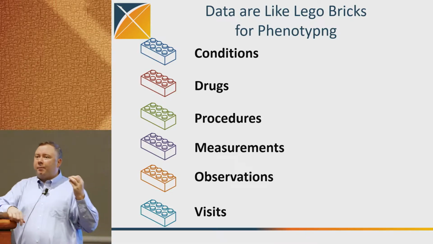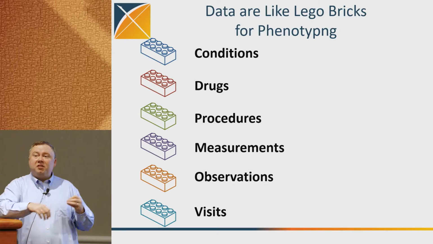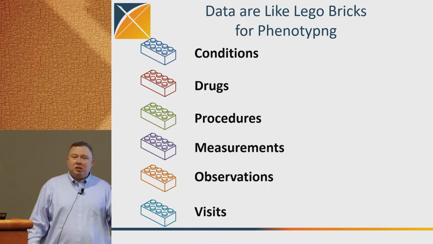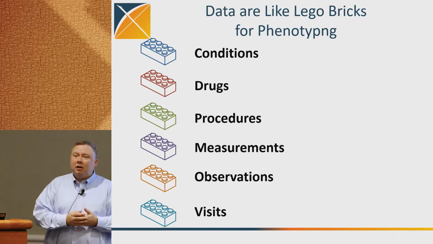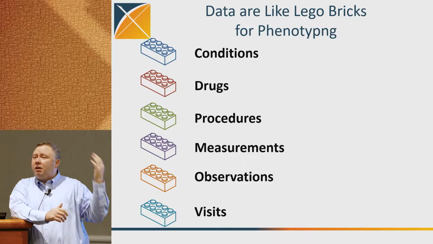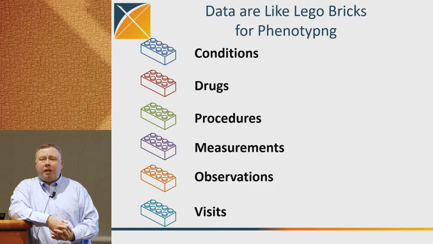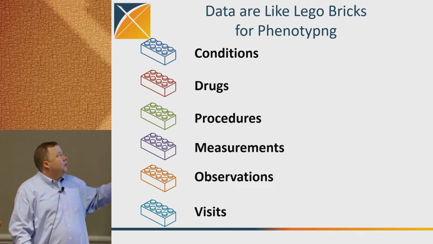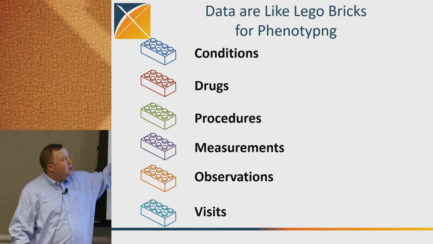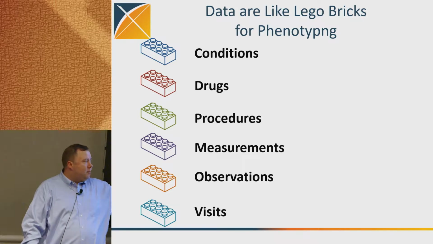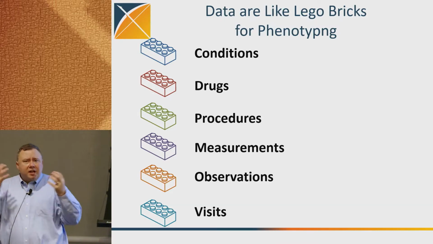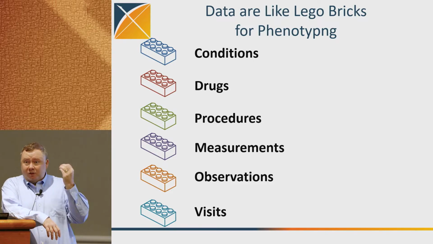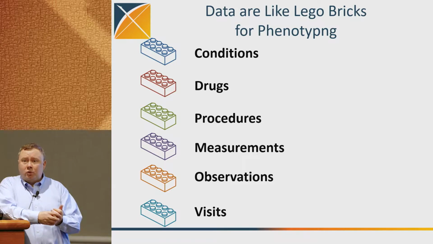And what a phenotype algorithm is going to be is some combination of looking to see, for a given patient, do they have some collection of clinical observations across any of the domains in the OMOP common data model. So typically, when we look at phenotypes, you will see that we're looking at conditions and drugs and procedures and measurements and observations and visits. And these are the kinds of domains that we have in the OMOP common data model, containing observations that are captured for a given individual.